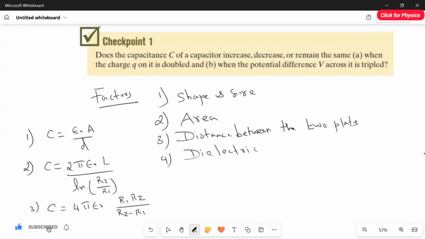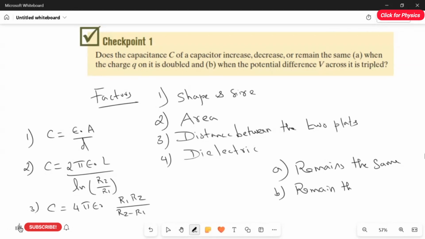So based on this point, I can answer the first question. If you double the charge, what will happen to the capacitance of the capacitor? It will remain the same. Likewise, for the B part, if you triple the potential difference, again, it will not affect the capacitance of the capacitor. So the answer for the second part is also that the capacitance of the capacitor remains the same.